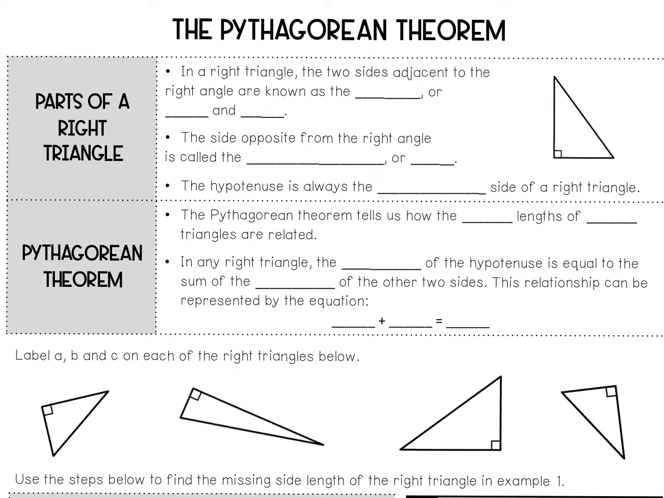This lesson is an introduction to the Pythagorean theorem. The Pythagorean theorem applies to right triangles only. Right triangles are triangles that include a right angle. Before we really get into the Pythagorean theorem, we're going to go over the parts of a right triangle.